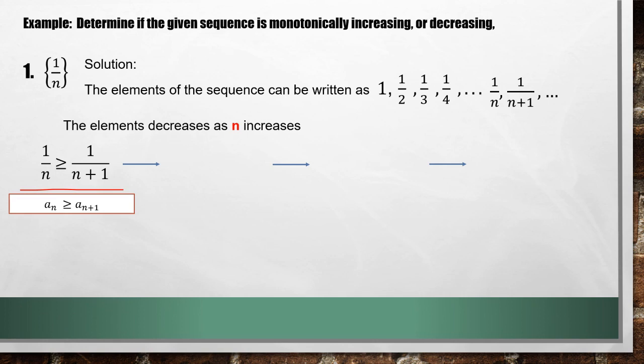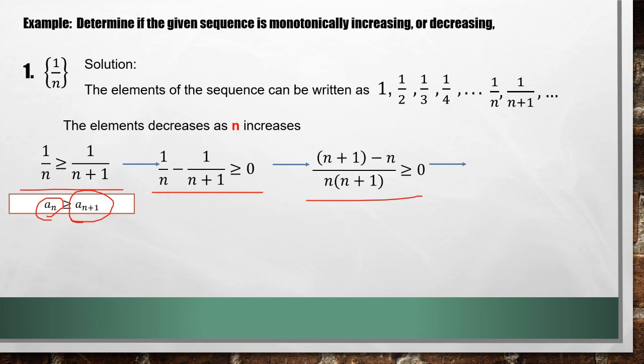Take note that if we apply the previous definition for monotonic sequences, 1 over n is our a_n, and 1 over n plus 1 is our a_(n+1). Now, to verify that the inequality holds, we can compare the difference to 0. So that is 1 over n minus 1 over n plus 1. To simplify, we have n times n plus 1 as our denominator. And to simplify further, the n cancels out because n minus n is equal to 0.